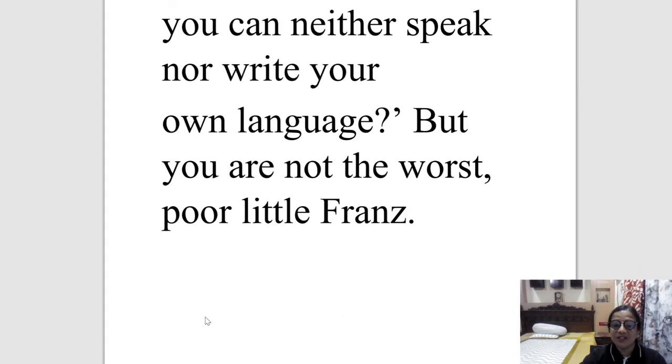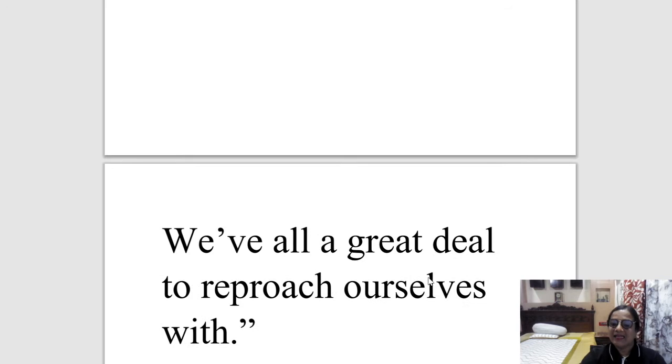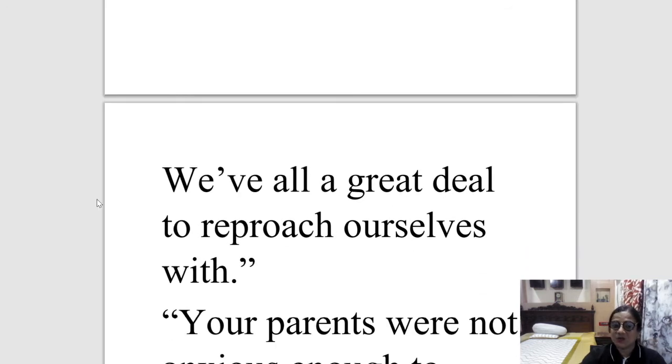But you're not the worst, poor little France. Then he is encouraging France that it is not the worst. Many people are like that. And he gives his own mistake also. We have all a great deal to reproach ourselves with. That is, they all had some reason to blame themselves for the situation they are facing, that they all did not learn and read French properly.